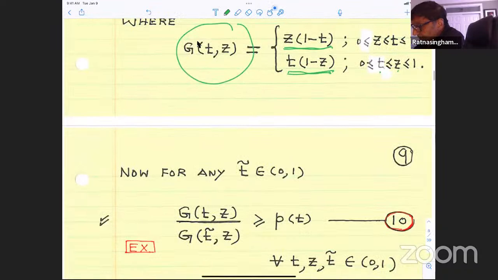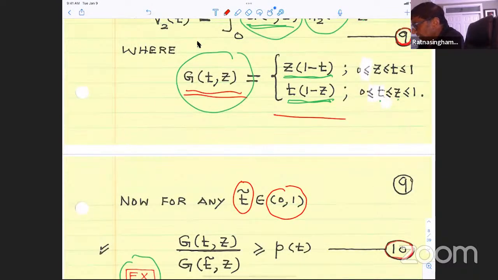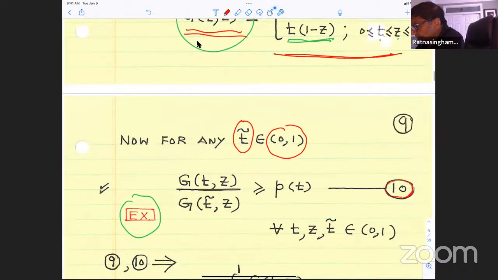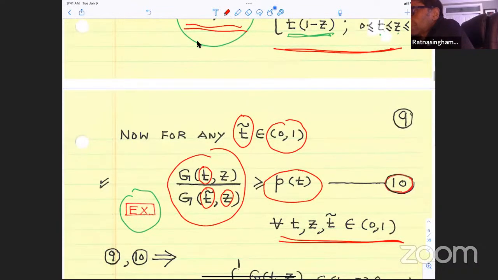I'll leave this as a simple exercise, but you can show that for any t tilde between 0 and 1, this is the explicit function here. You can show that for any t tilde between 0 and 1, this ratio, g of t, z over g of t tilde, z, is always bigger than the distance function p of t for any t, z and t tilde between 0 and 1. I don't think that's too difficult to see. You can go and calculate that.